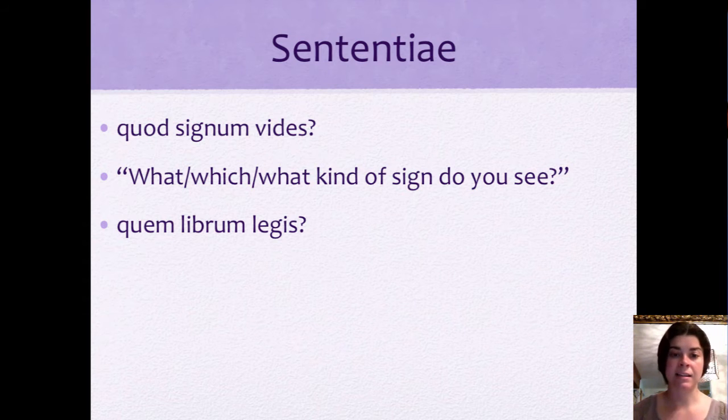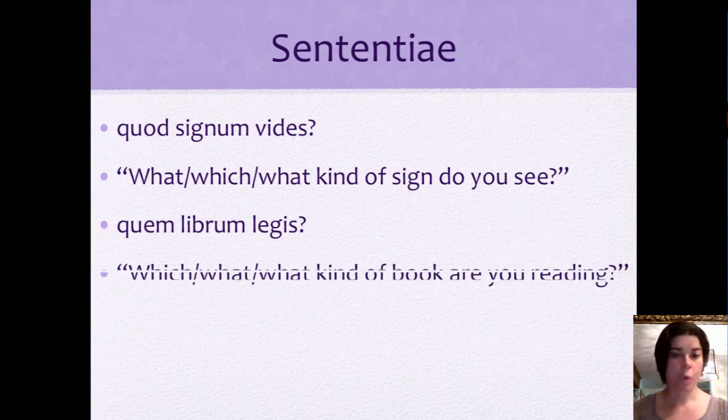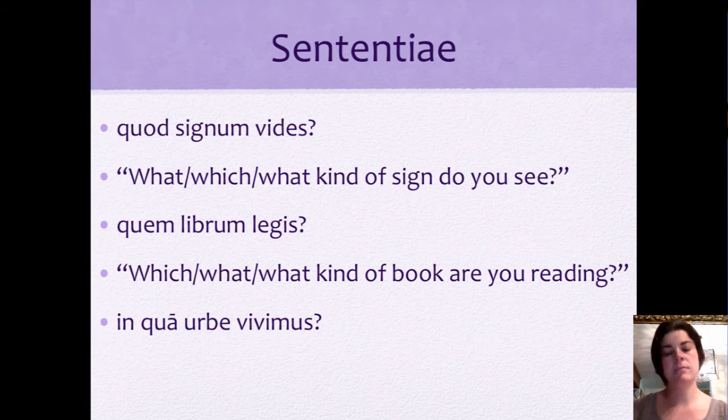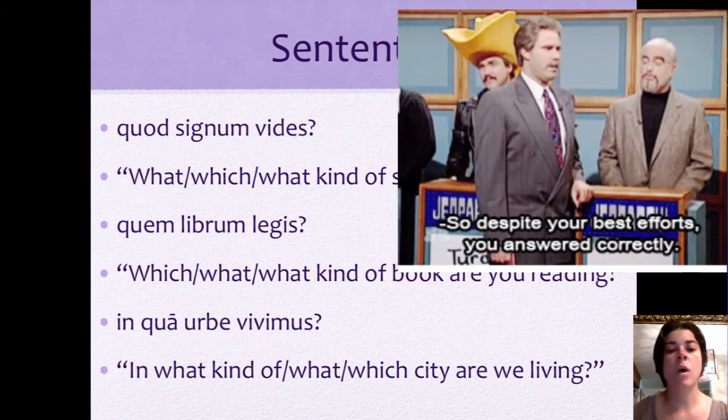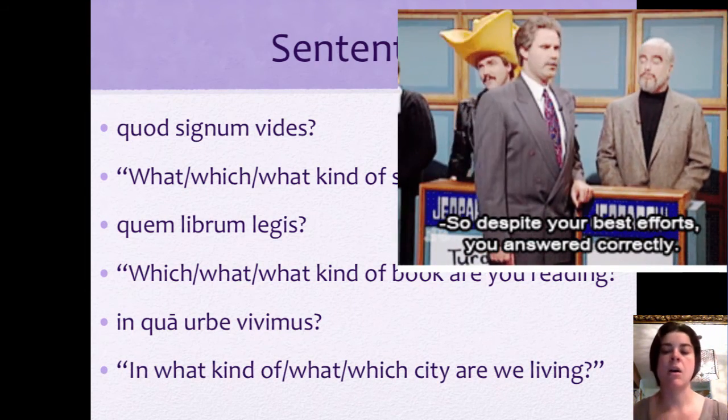Quem librum legis? Now again, quem is modifying librum here. It's our interrogative adjective modifying librum. Legis, of course, is you, still the subject. So what or which or what kind of book are you reading? Now let's take a look at the last sentence. In qua urbe vivimus? Here, qua is modifying urbe, and it's part of this ablative phrase. So in what kind of, or what, or which city are we living?